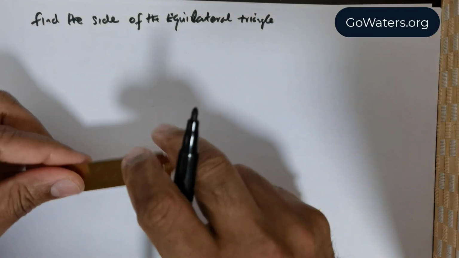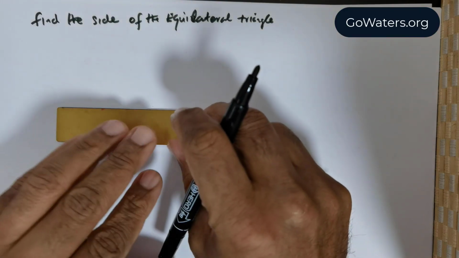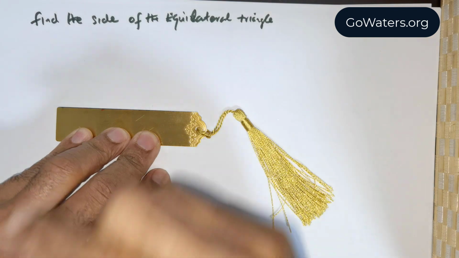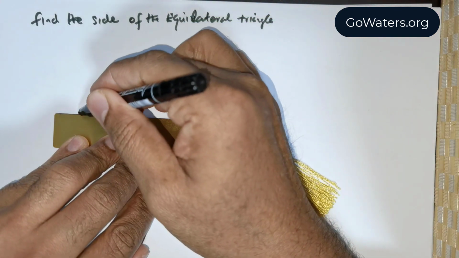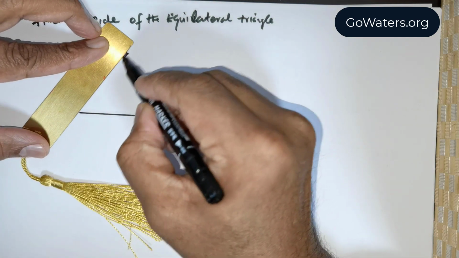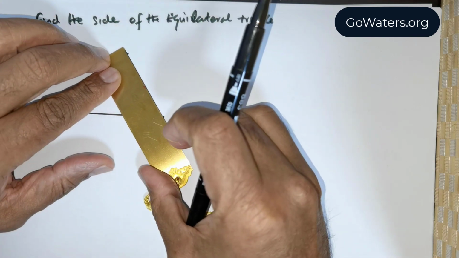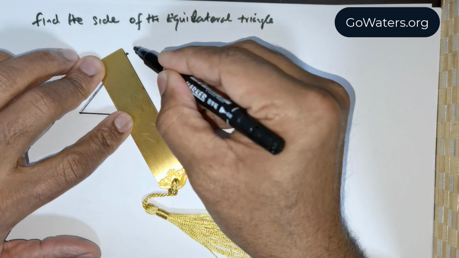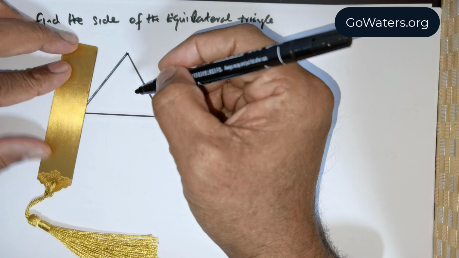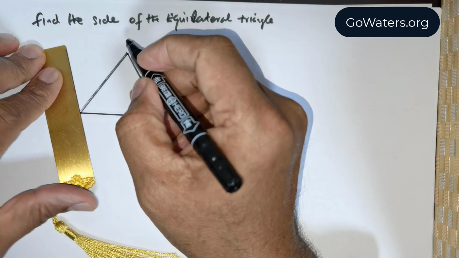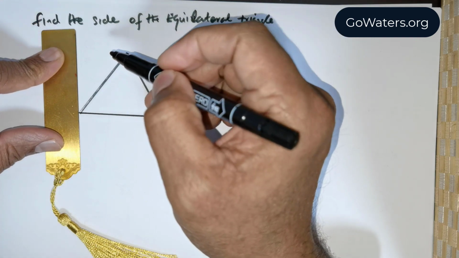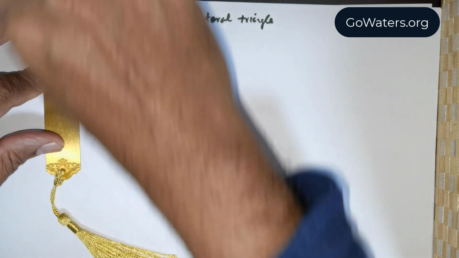Welcome everybody. We are expected to find the side of the equilateral triangle. Now let me draw the figure. Now this is the figure that's being given. Okay. Now we have got a structure that is oriented in this fashion. So let me draw that.